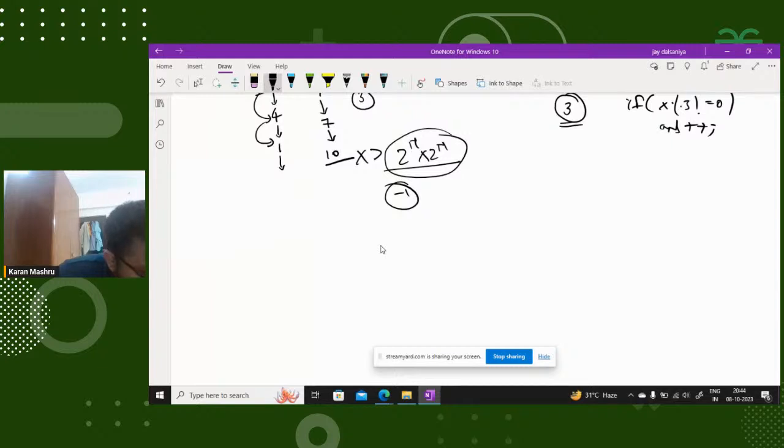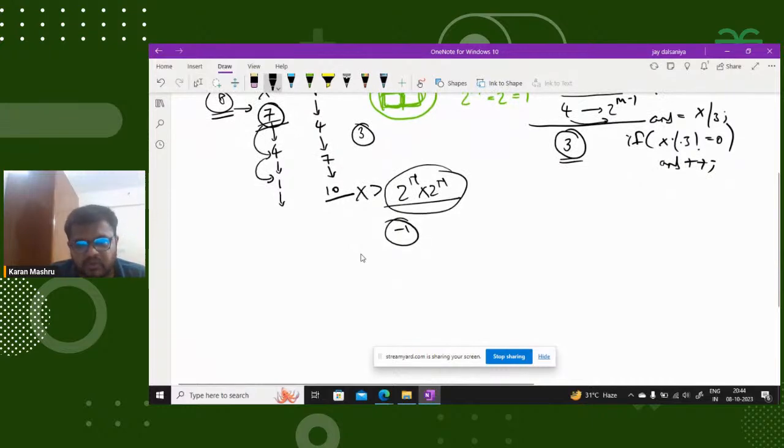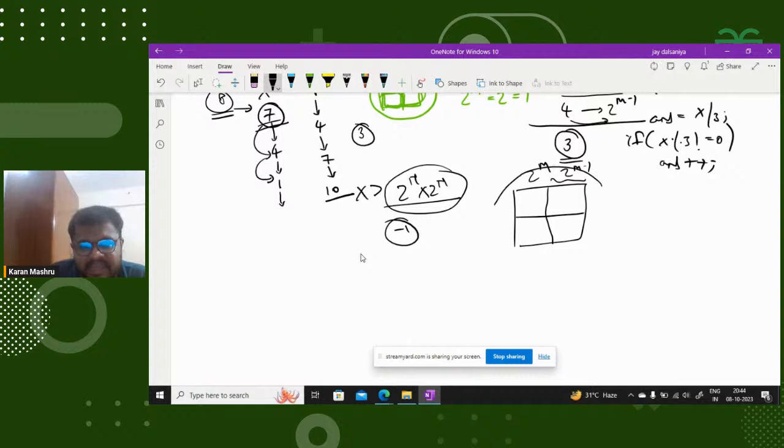Can you explain this? Why do 3 steps increase 1? Basically, whenever I select a square, don't think about its length. Suppose I selected a square whose length is 2 to the power m. Now I divide it into 4 squares of length 2 to the power m minus 1, and I replace this bigger square with these 4 different squares, 1, 2, 3, and 4.